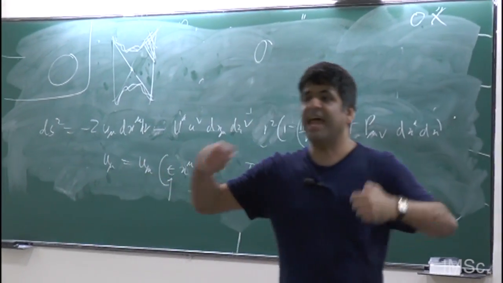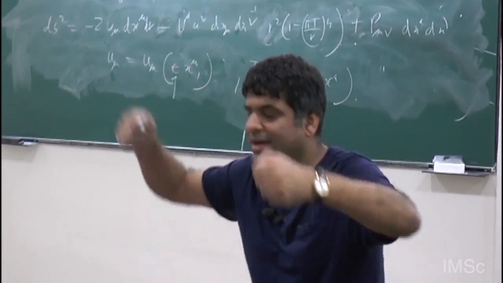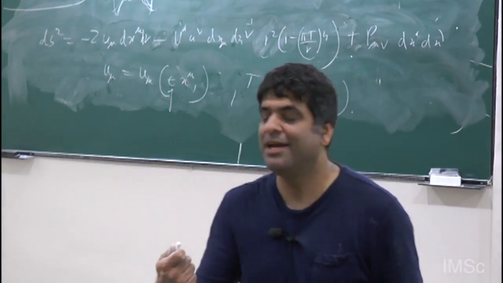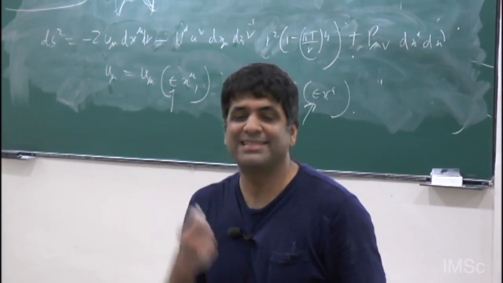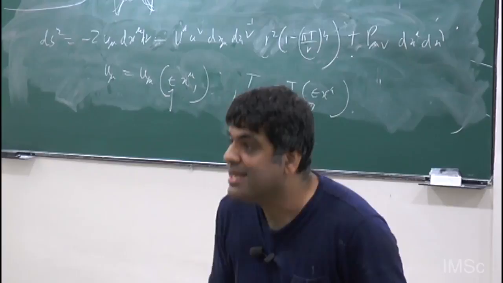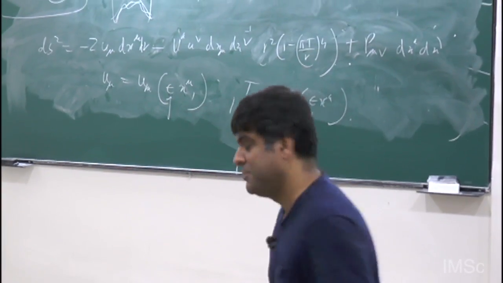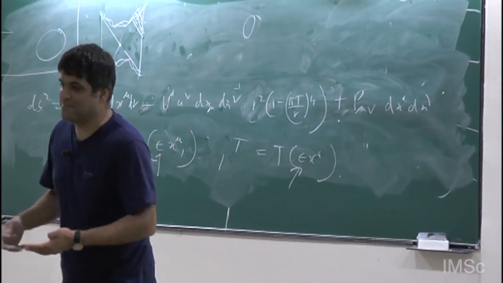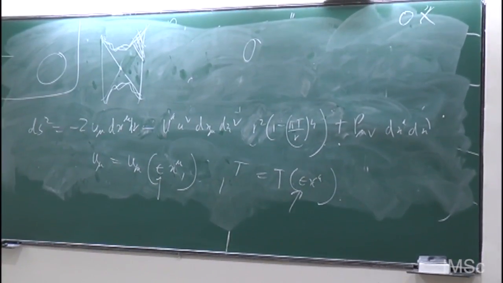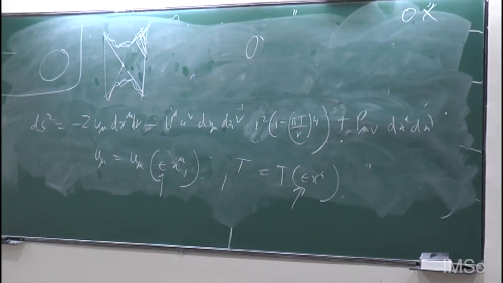The question is, can I find g1, g2, g3, and so on, so as to solve Einstein's equations at successively higher accuracy in epsilon? That's the question we're going to ask. It may not always be possible, in which case you're doing perturbation theory wrong. So that's the test. Yeah.